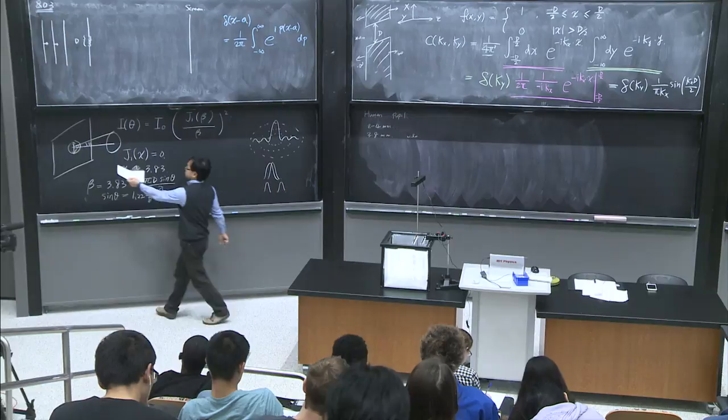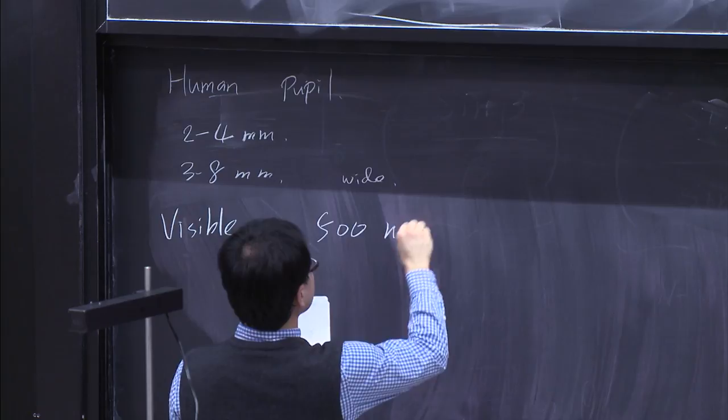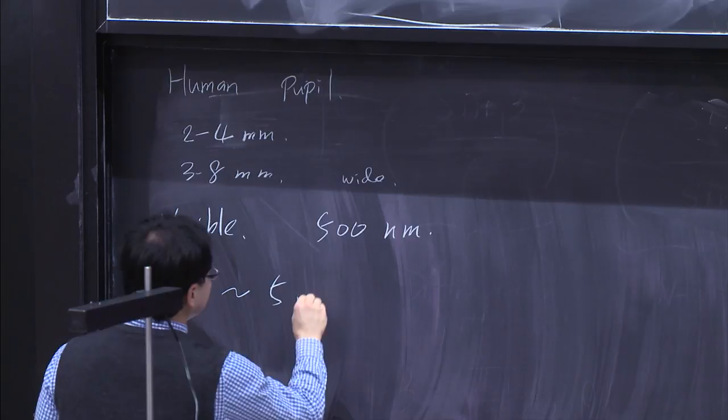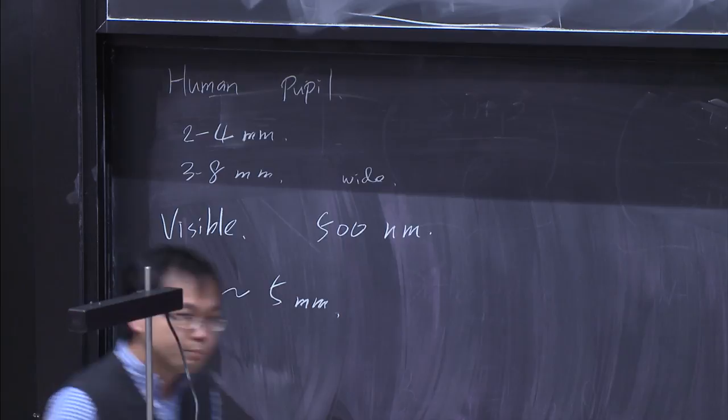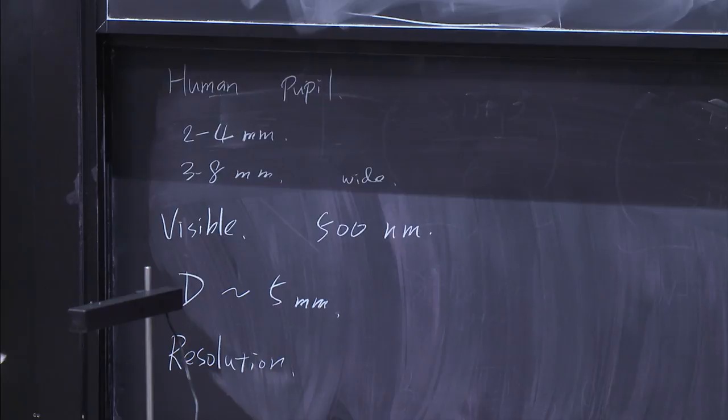So typically, the visible light, as we calculated, is something like 500 nanometer, right? And the width of the human pupil, we can take a number of 5 millimeter, okay? And now we can try to give input to the phone design. So what will be the resolution? If we take these two parameters together, so basically the resolution of your eye, we can now calculate that, right?